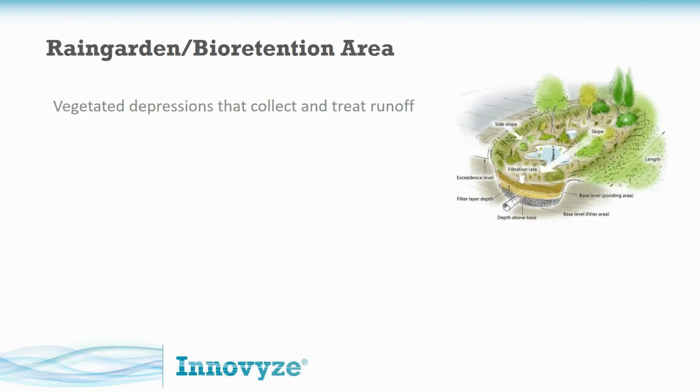So the first, I tend to call this a rain garden. It's a bioretention area, biofiltration. Those are all the same thing to me. And the very dry definition: vegetated depression that collects and treats runoff. Doesn't inform me a lot of what it is. The image on the right is maybe a little more informative.